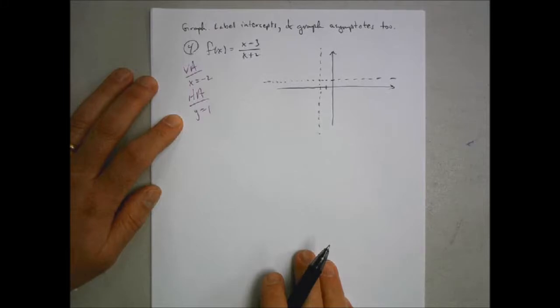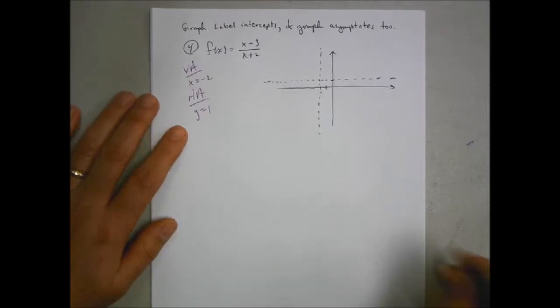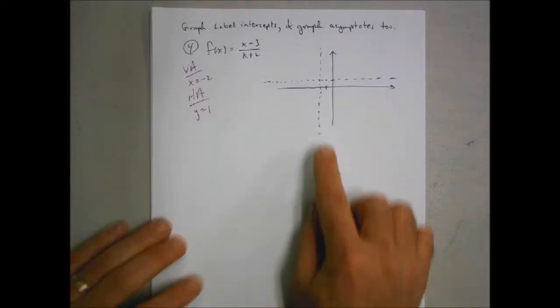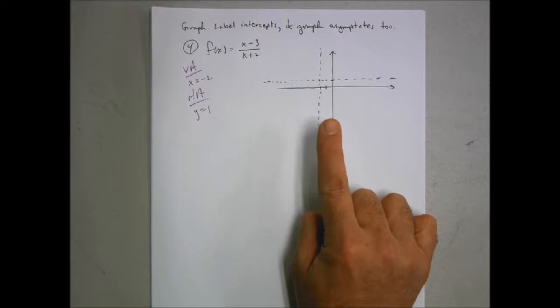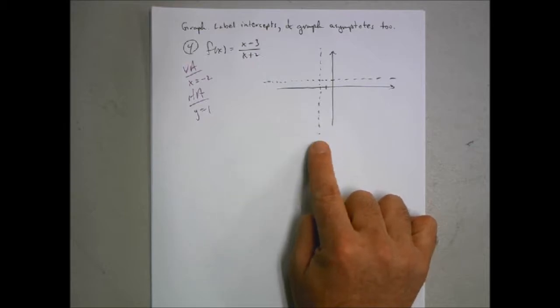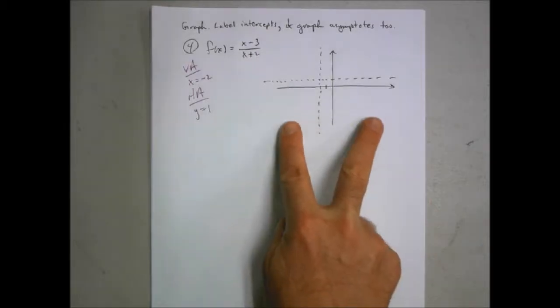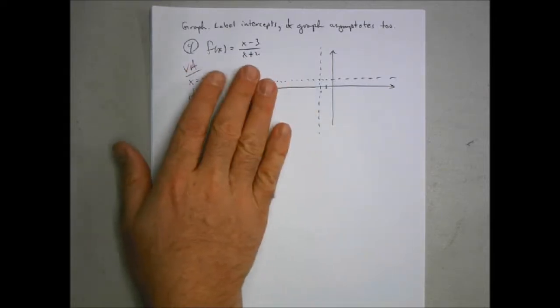Now, however many vertical asymptotes there are, there will always be one more piece of graph than there are vertical asymptotes. This one has one vertical asymptote, therefore there will be two pieces of graph. There will be a piece of graph on the left side of the vertical asymptote. There will be a piece of graph on the right side of the vertical asymptote. The graph will never ever touch or cross the vertical asymptote.